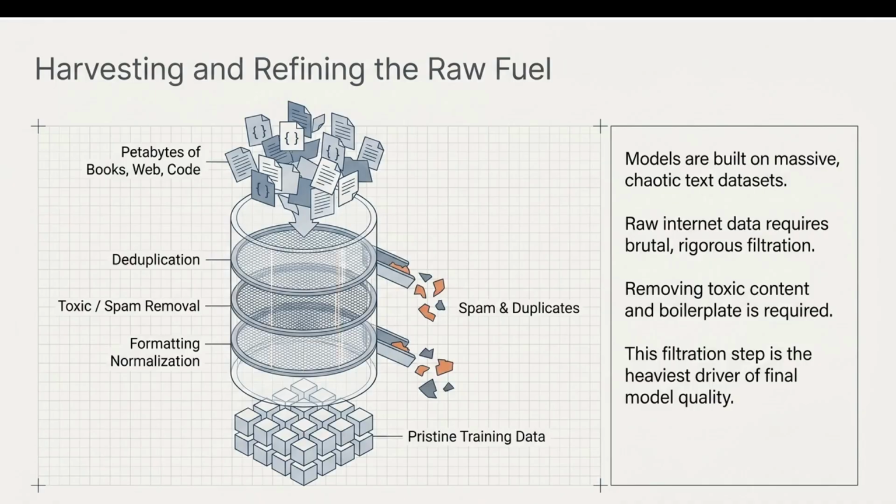Formatting normalization, where we are going to convert all the data into a particular format and normalize it into a specific range. And we are going to get the final training data, which is going to be of the highest quality.